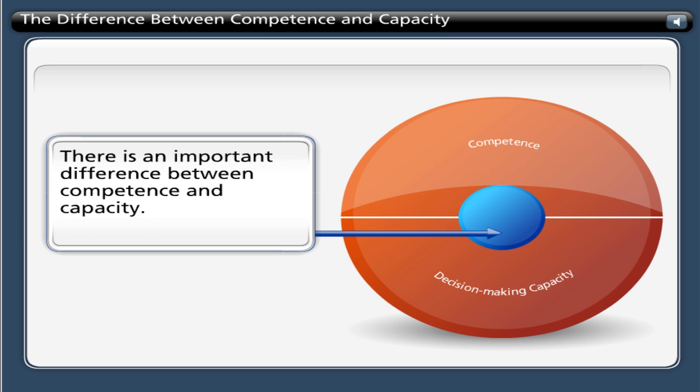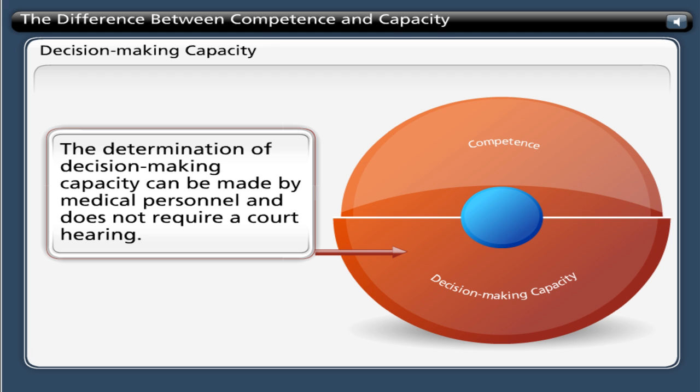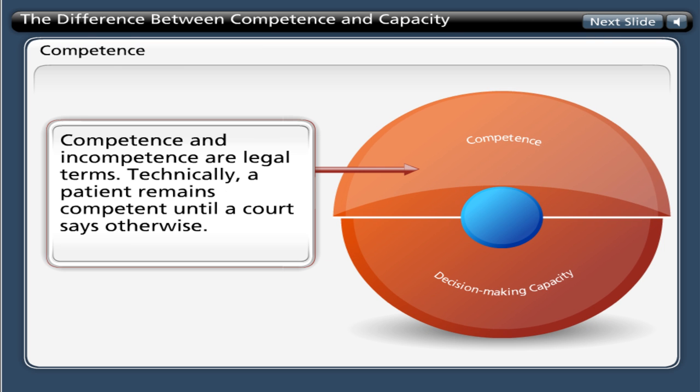There is an important difference between competence and capacity. Capacity is essentially the ability to make a decision. It is a crucial element in the process of informed consent. Incompetence, however, is the legal term used when a person has been judged by a court to be completely unable to take care of him or herself and manage his property. A declaration of incompetence completely negates a person's legal rights, and a guardian is usually appointed to make important decisions for that person.